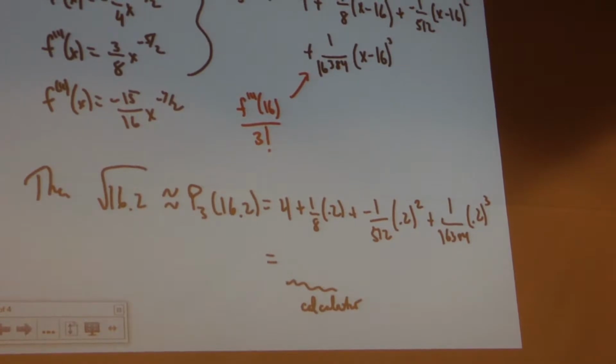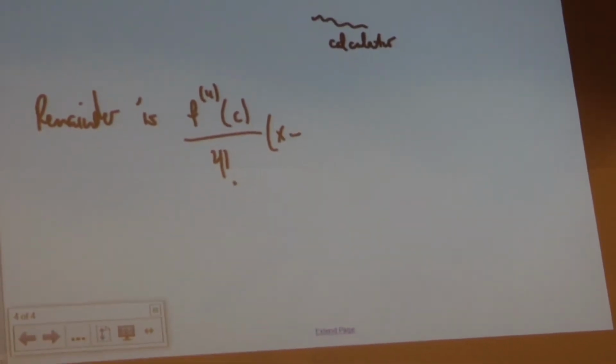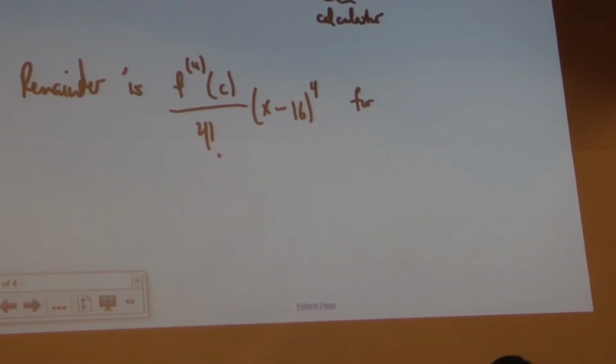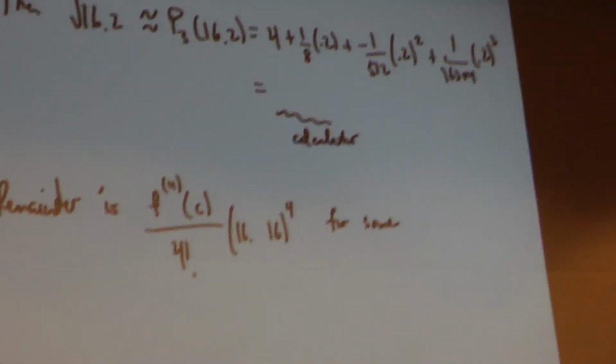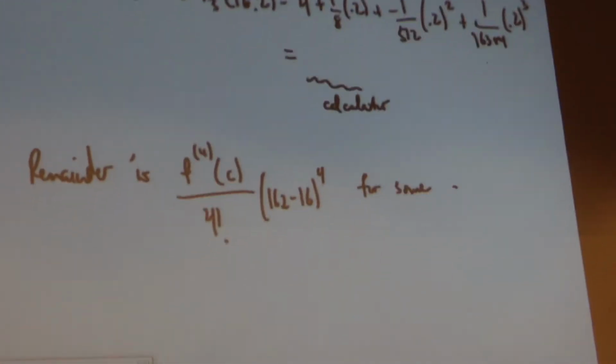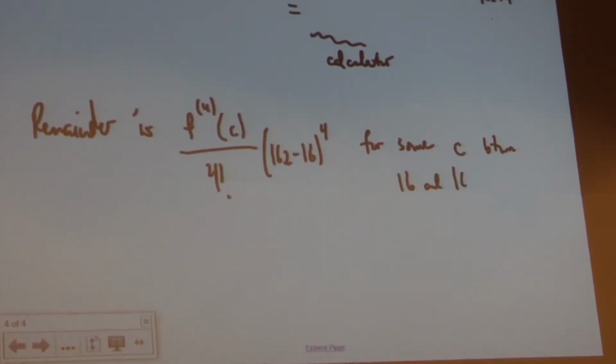Other questions? Okay, so now the remainder part then, right? The remainder of this approximation is f to the fourth at some value c divided by 4 factorial times x minus 16 to the fourth. Actually, I can't even put in what x is. x in this case is 16.2, so 16.2 minus 16 to the fourth, for some c between 16 and 16.2.